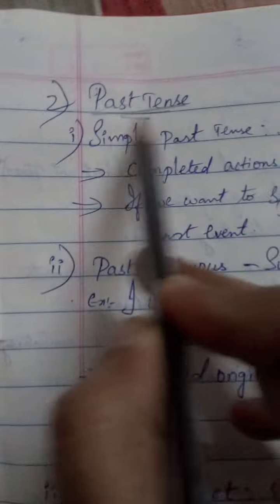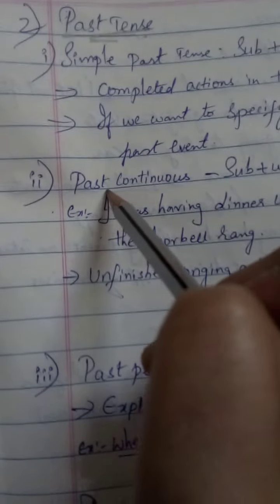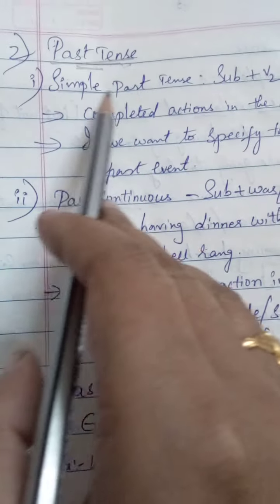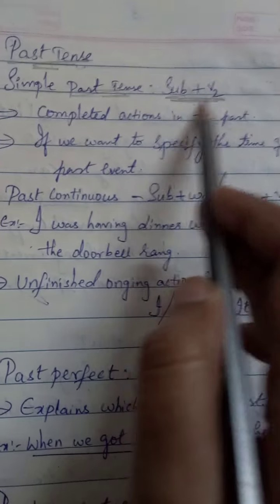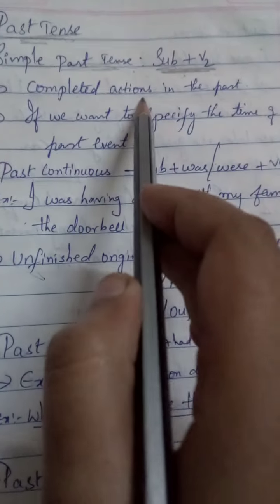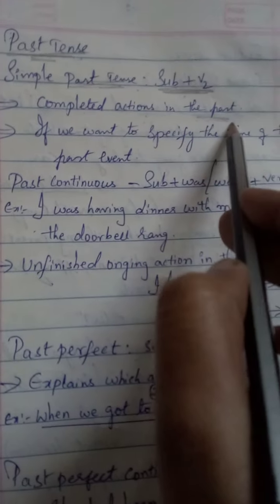The next is past tense. This past tense is again divided into simple past, past continuous, past perfect, and past perfect continuous tense. The form of simple past tense is subject plus V2. We use simple past tense for completed actions in the past, meaning already completed actions in the past.